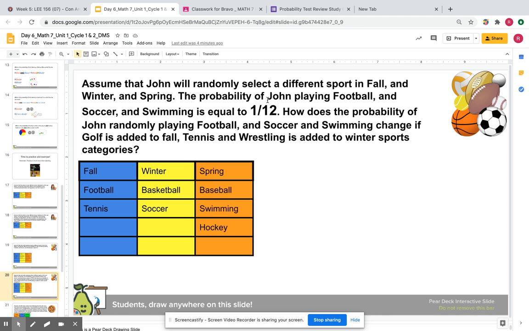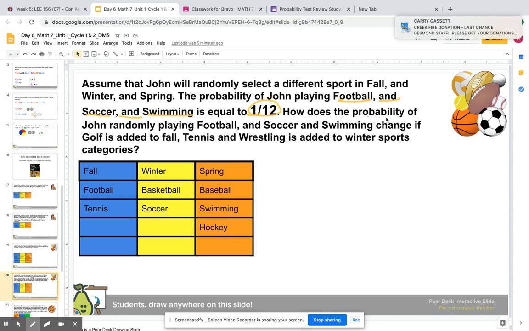So now you're talking about this type of problem where they tell you, hey, based off your table right now, your probability of selecting swimming and soccer and football is 1/12. So now consider changes within your boxes. The question reads, assume Johnny is going to randomly select these sports for fall and winter and spring, and the probability of Johnny playing football and soccer and swimming is 1 over 12. That was already confirmed from the previous problem.